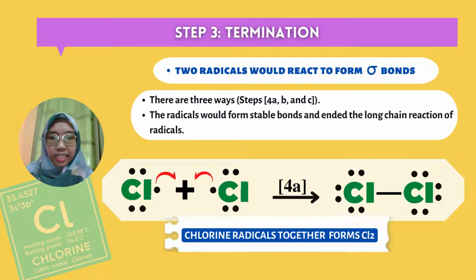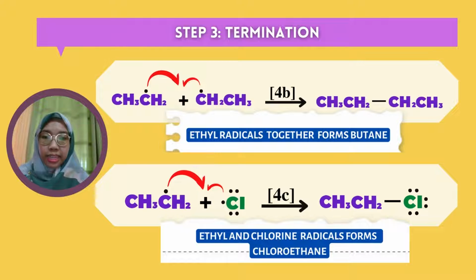After a long chain of reactions, we finally get to step 4, the termination step. This is where two radicals react together to form a stable sigma bond, thus ending the reaction. There are three ways that the combination could happen, and we show them as 4A, 4B, and 4C. In 4A, the chlorine radicals react together to form a chlorine molecule. In 4B, the ethyl radicals react together to form butane, and in 4C, an ethyl radical and a chlorine radical react together to form chloroethane.